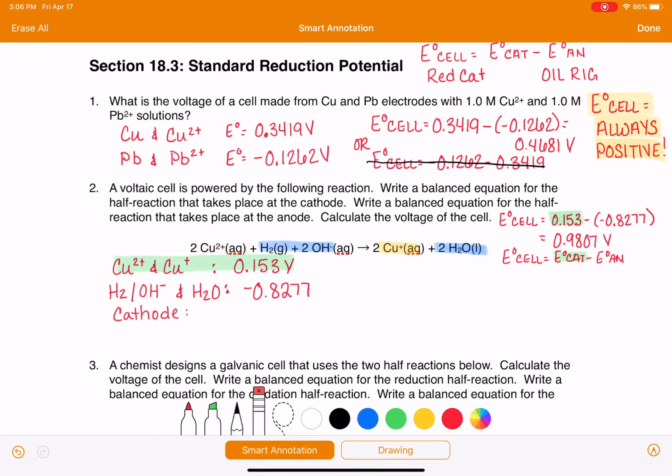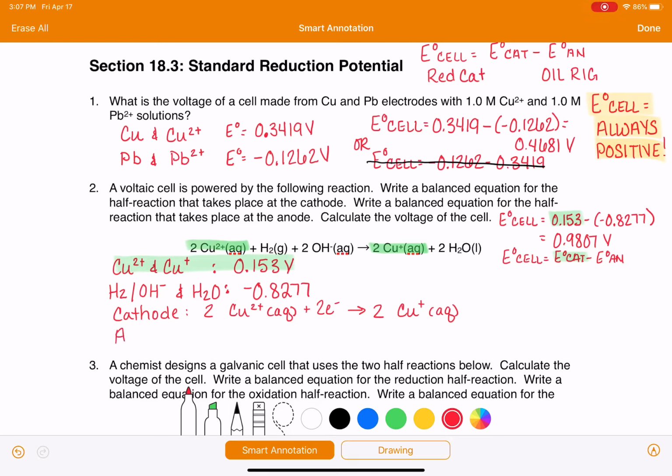I'm going to erase my highlights off of the equation. My cathode reaction is going to be the copper and the copper, 2Cu2+ aqueous, and 2Cu+ aqueous. And I've got to fill those electrons in. Where do the electrons go? Now you've learned how to figure out where the electrons go. Find the side that has the higher charge, add electrons to bring its charge down to match the other side, the lower side. So I did that there.